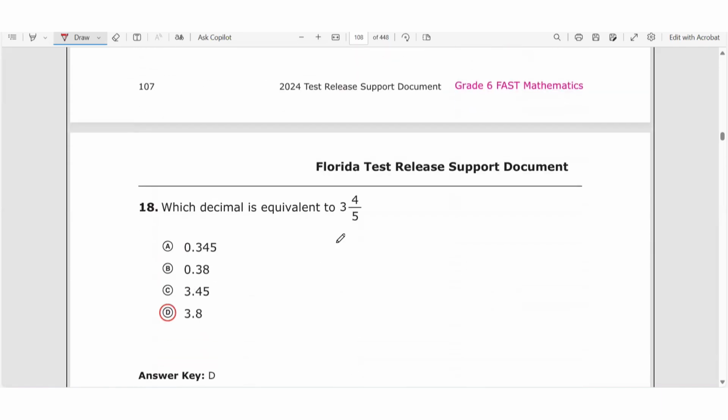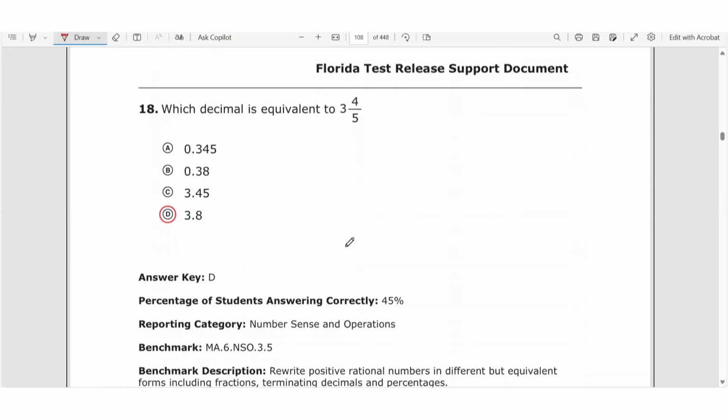All right, number 18. Number 18 says, which decimal is equivalent to 3 and 4/5? Well, basically what we could do is understand that 3 is a whole number, and we're going to try to work out this part, right? And there are many ways you can work this out, but 4/5 is 4 divided by 5. Can 4 go into 5? We can. So we're going to put the decimal point and the placeholder.